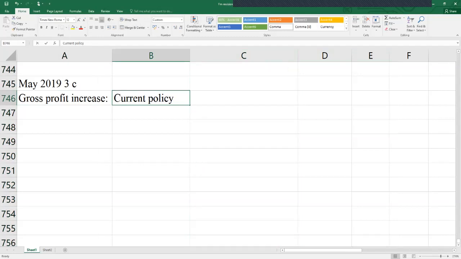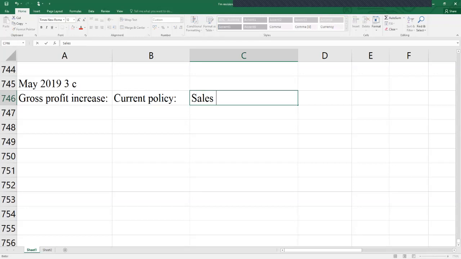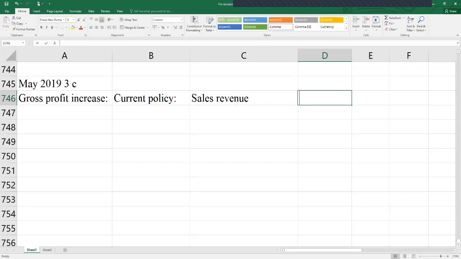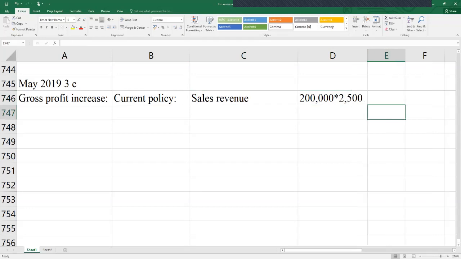Under the current policy, the gross profit is equal to the sales for the company, which currently is 200,000 units. Let me begin by getting the sales revenue, which will be equal to 200,000 times the selling price. The selling price is 2,500. That gives me the current sales of the company, 500 million.